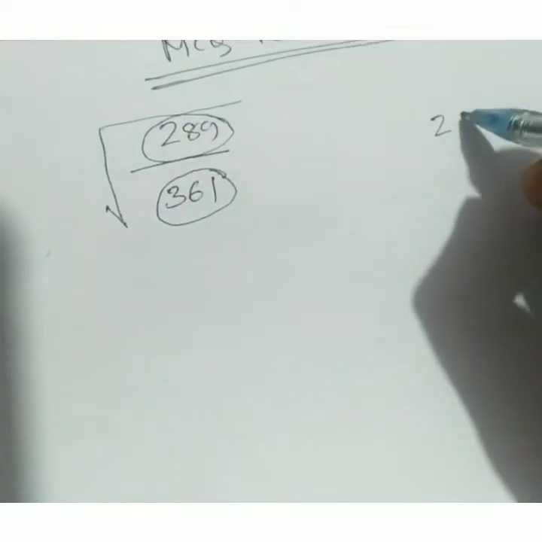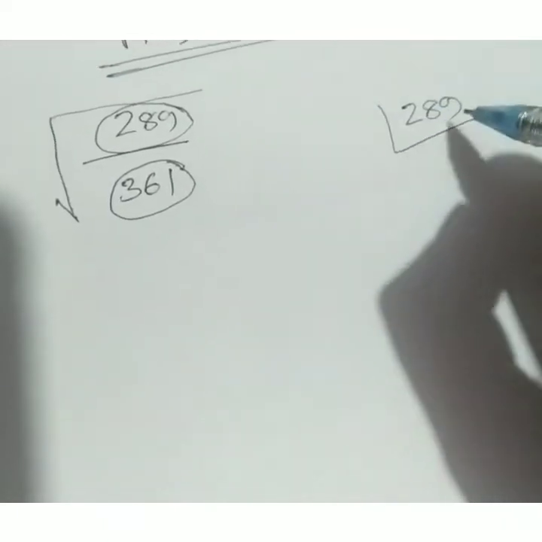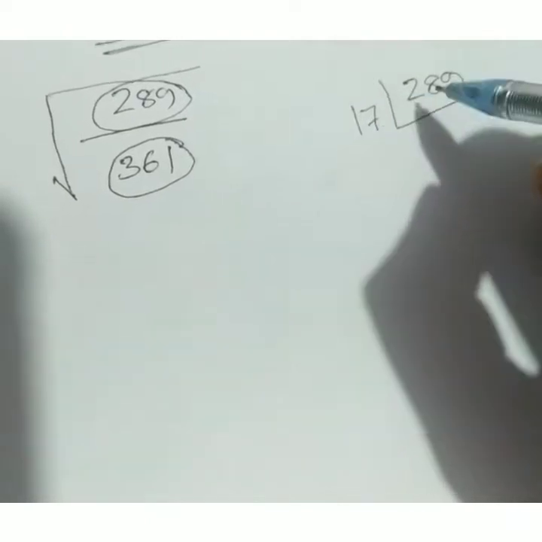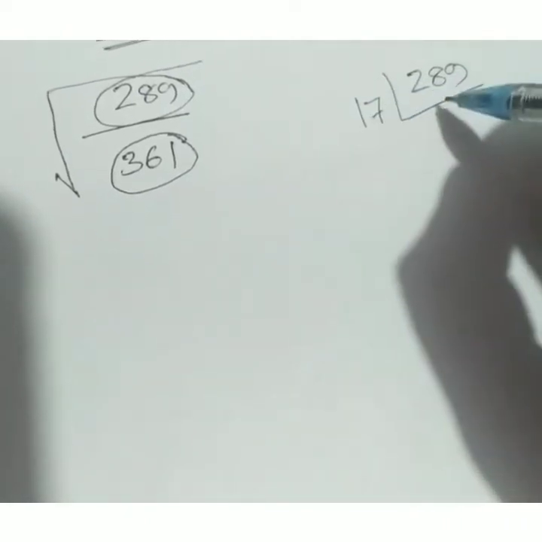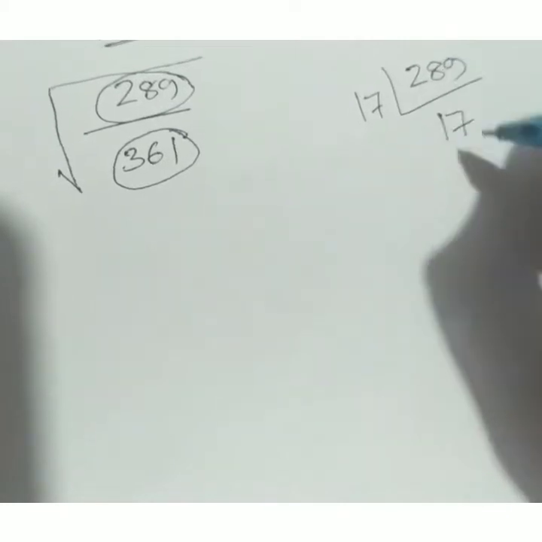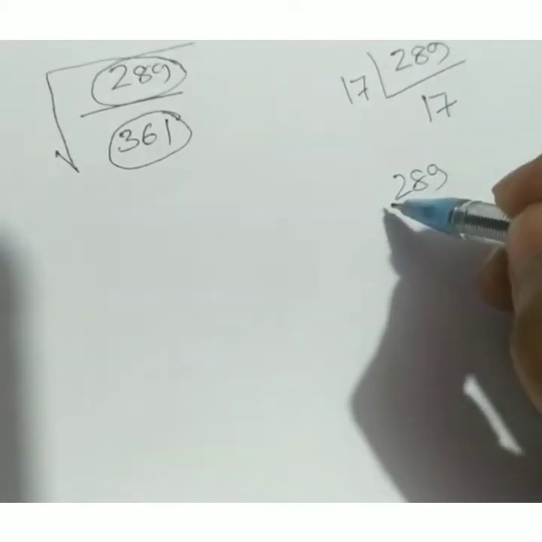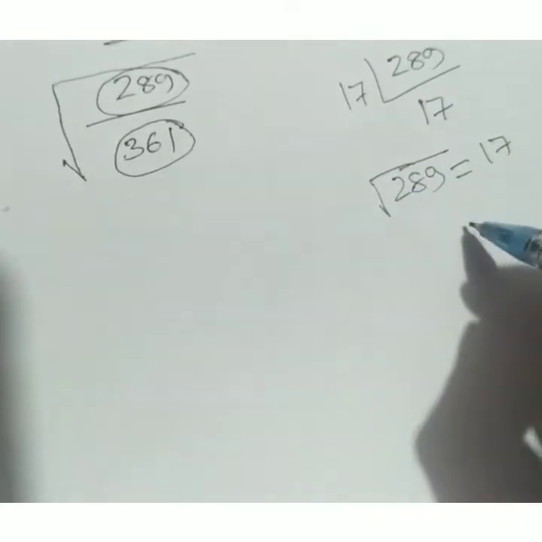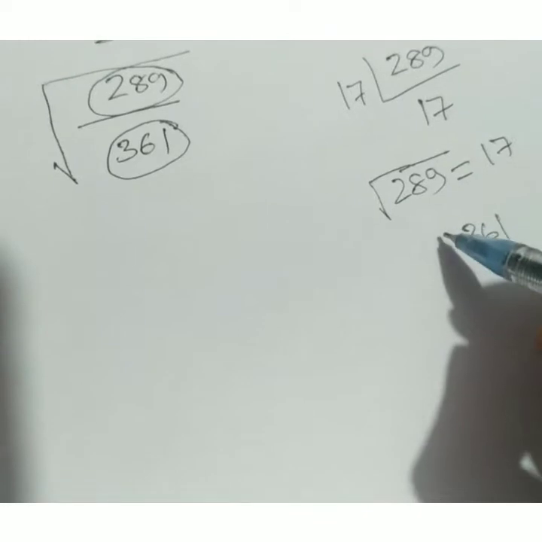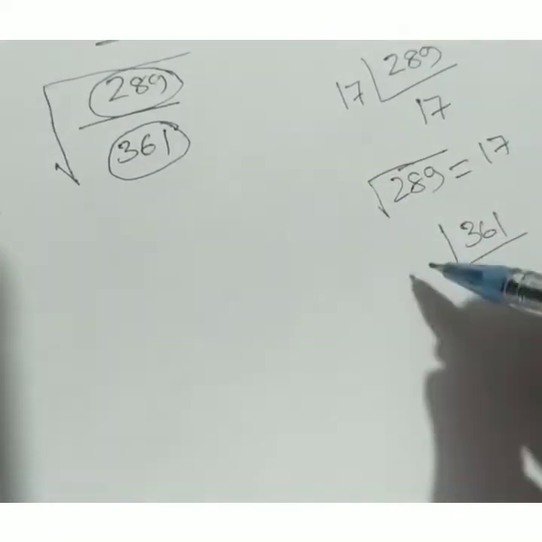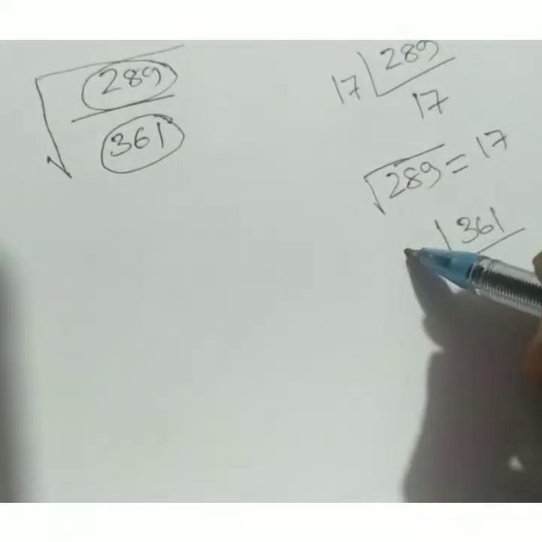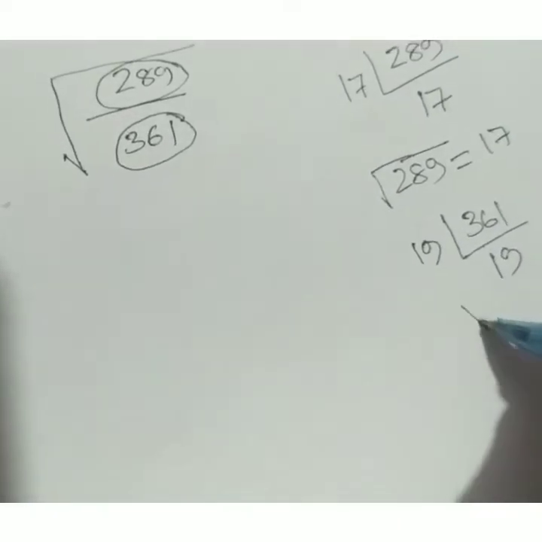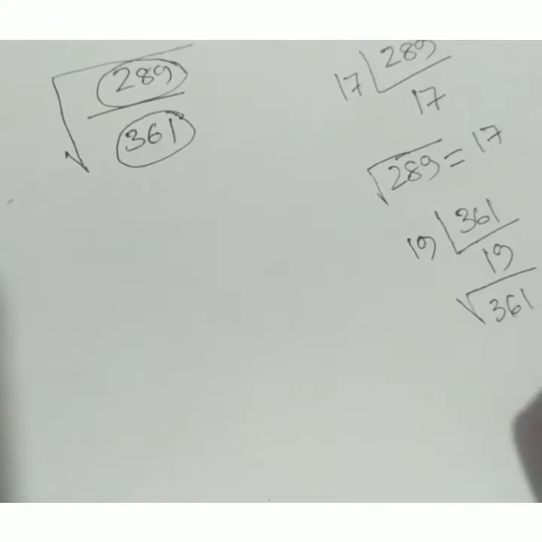If I do prime factorization, we know 289 can be divided by only 17, because this is also a prime number. So 17 into 17 is 289. So the square root of 289 is actually what? 17. Similarly for 361, prime factorization, it can be divided by only one number, that is 19. So 19 into 19 is 361. So root 361 equals 19.